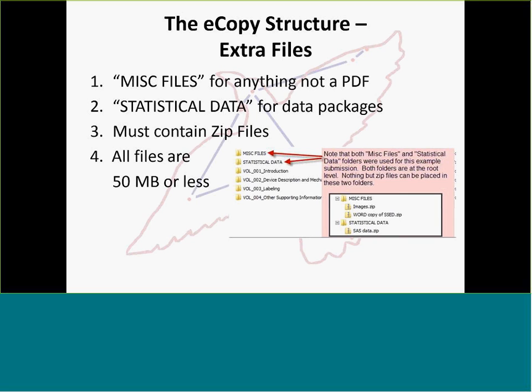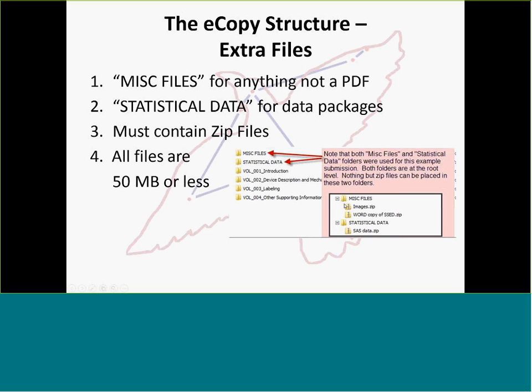Now, there are some extra files. There is a miscellaneous files folder, which is for anything that is not a PDF. In this case, for instance, you may have images or your Word copy or Excel or something like that. Each of those groupings would be a zip file. And the zip files will be just under the miscellaneous files.